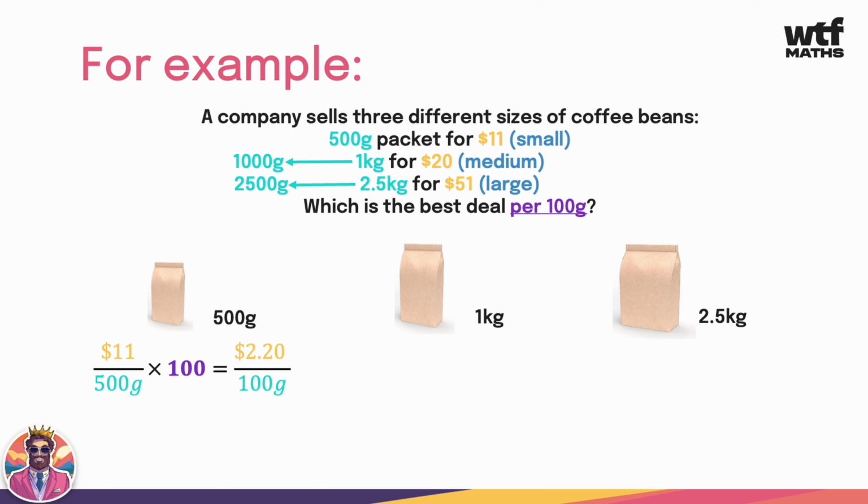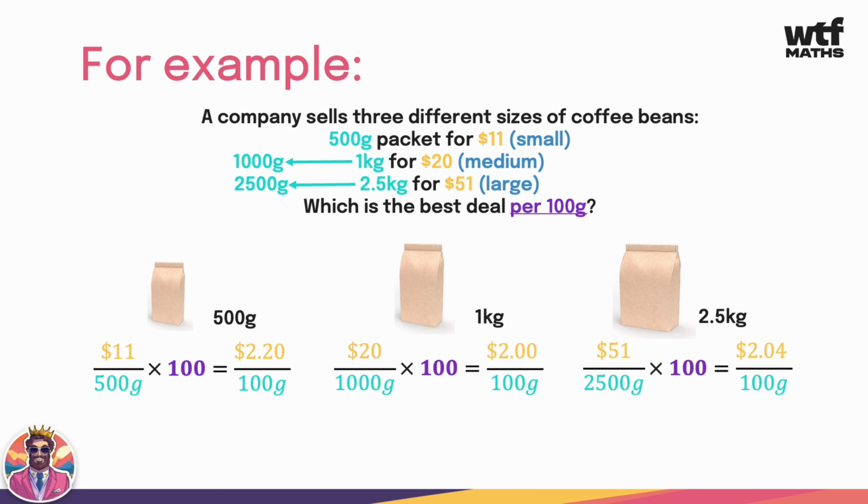The reason I do this is $11 divided by 500 grams will give me the cost per 1 gram. But because the question wants per 100 grams, I'm just going to times by 100. So I end up with $2.20 per 100 grams. Alternatively, you could have just divided by 5, because 500 grams divided by 5 will give you your 100 grams. That works as well. For the 1 kilo bag, $20 divided by 1,000 grams and then times by 100 is $2 per 100 grams. And for the big bag, $51 divided by 2,500 grams times 100 is $2.04.